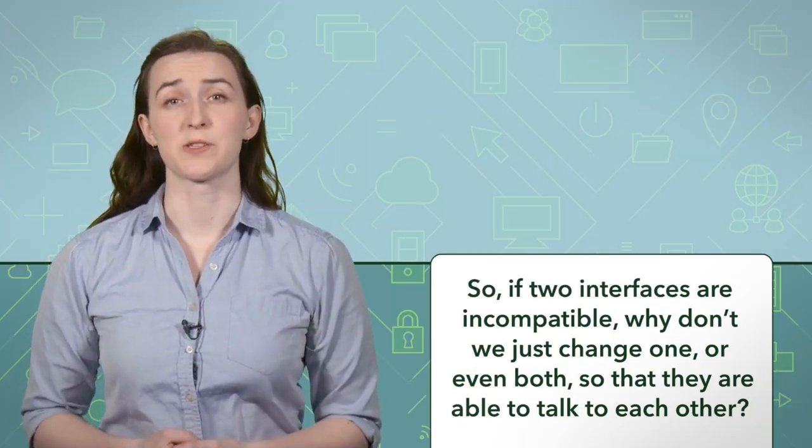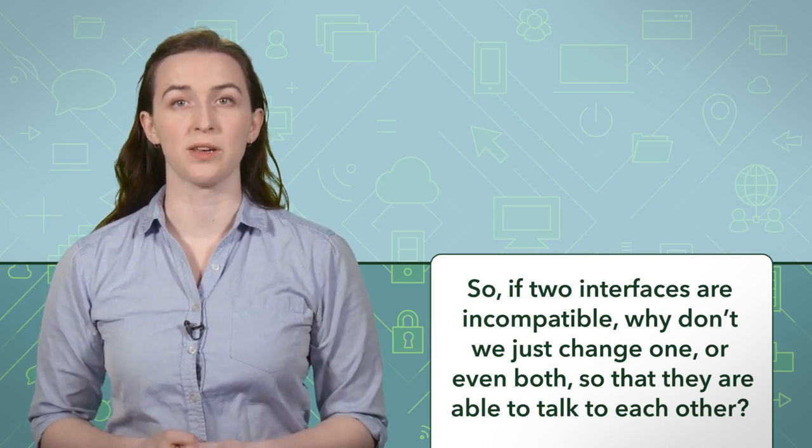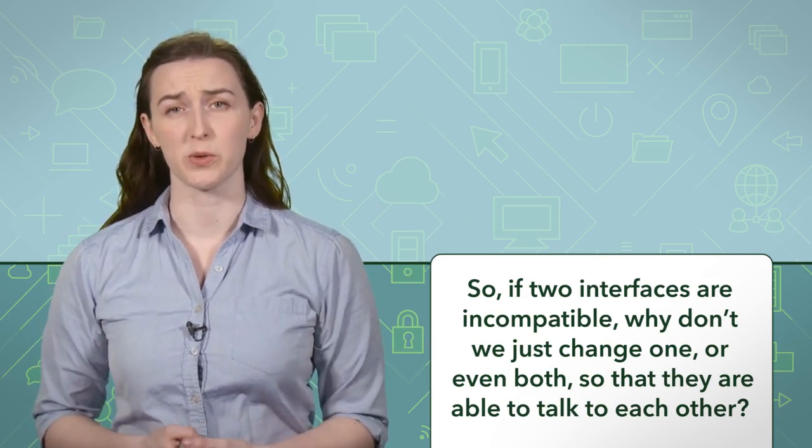So if two interfaces are incompatible, why don't we change one, or even both so that they're able to talk to each other? Well, if you've noticed in our example, we don't show the implementation of the web service class. This is because it's meant to represent a third-party library or external system that we may not have direct access to. If we did have direct access to those libraries or systems, an update by the vendors may make our changes inconsequential, or our changes may actually break those libraries or systems.